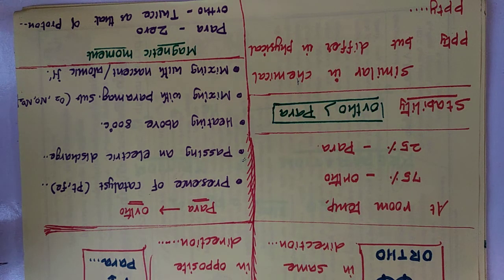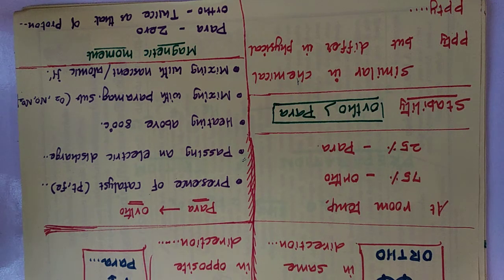So in the presence of such catalysts, the para form of hydrogen can be converted into the ortho form. The second way of converting is passing an electric discharge. By passing an electric current, the para form can be converted into the ortho form. Then, heating the para hydrogen above 800 degrees Celsius can cause the conversion. When we heat the para form above 800 degrees Celsius, it will be converted into the ortho form.